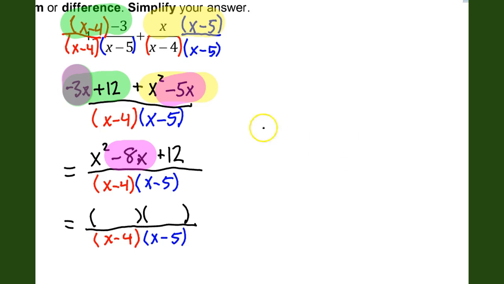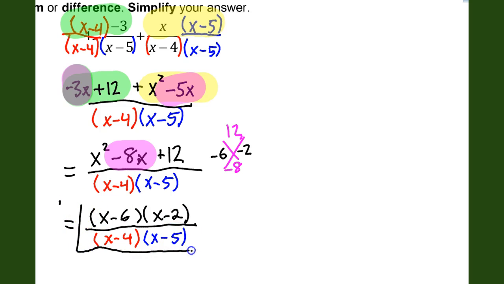What multiplies to 12 and adds to negative 8? And you end up with, what do you get? Negative 6 and negative 2. X minus 6, x minus 2. Anything cancel out? No, nothing's the same. So even after all that, we didn't get any common factors, nothing reduces. There's our final polynomial answer.